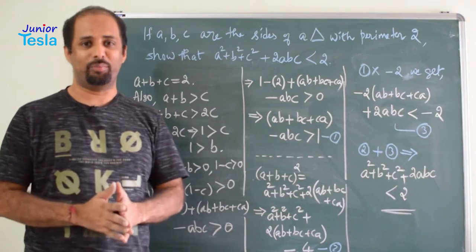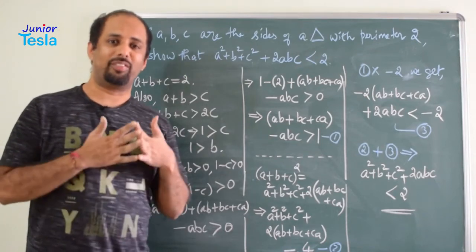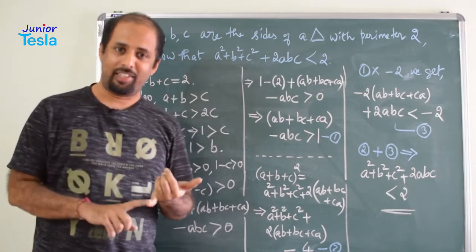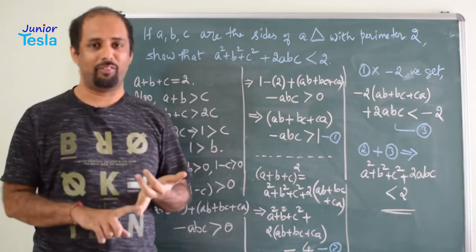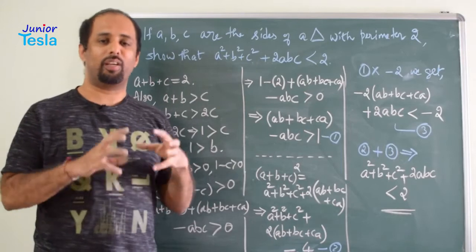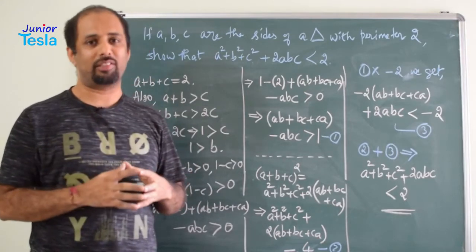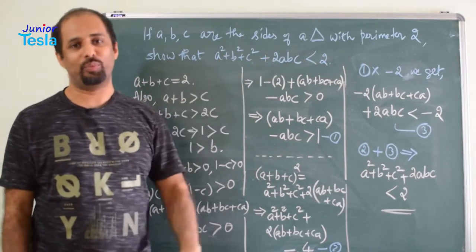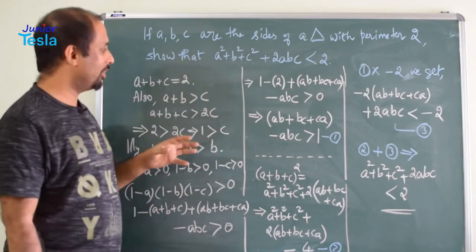This is the problem. You always have to see very carefully what is given in the problem. Three sides are given of a triangle, the perimeter is given, that is equal to 2. So somehow we have to make use of these two pieces of information to solve and to show that this expression is less than 2. Let us see how we can solve this problem.